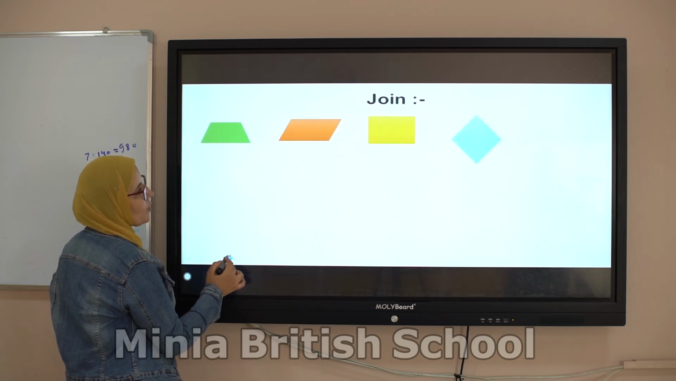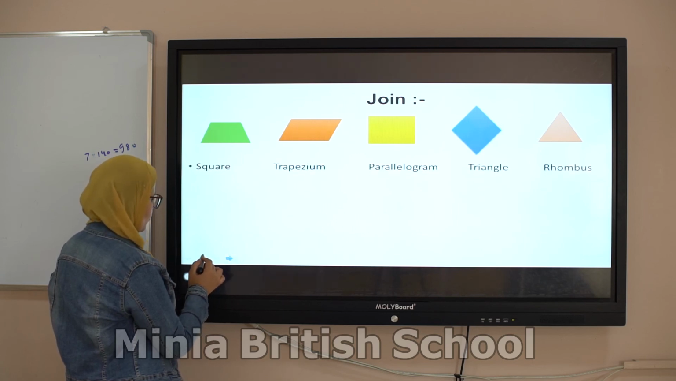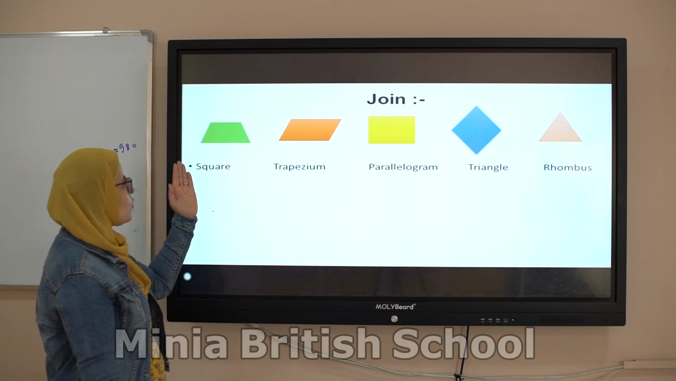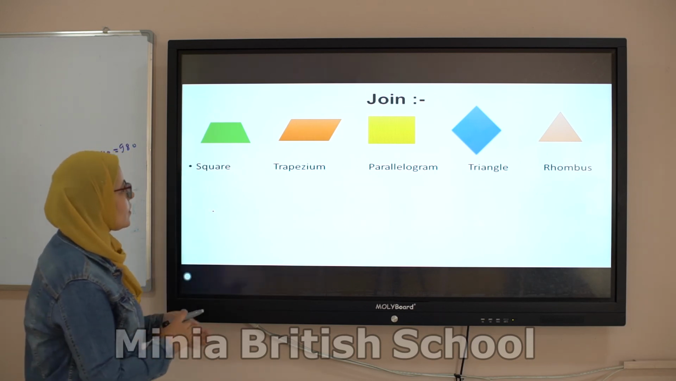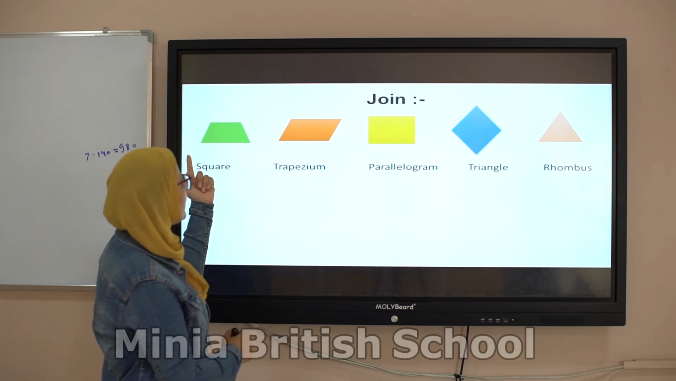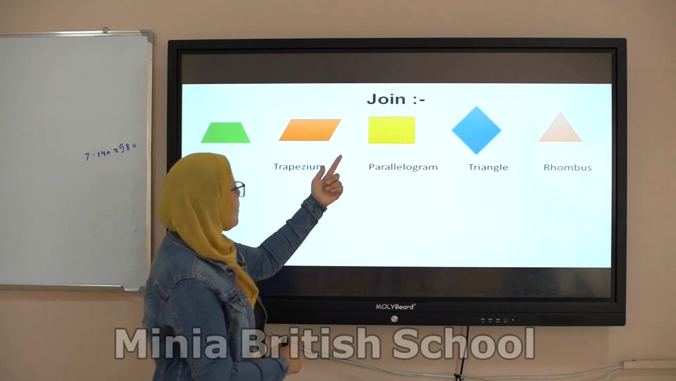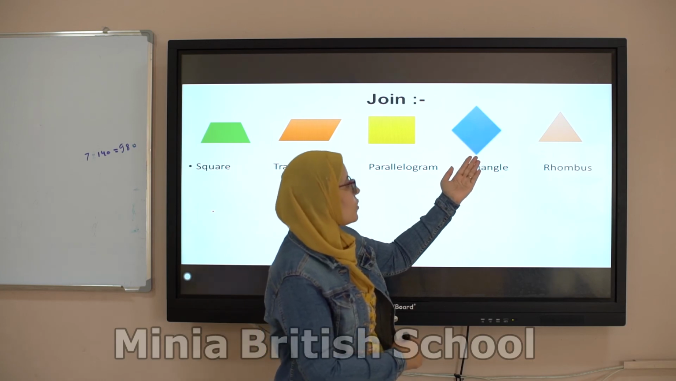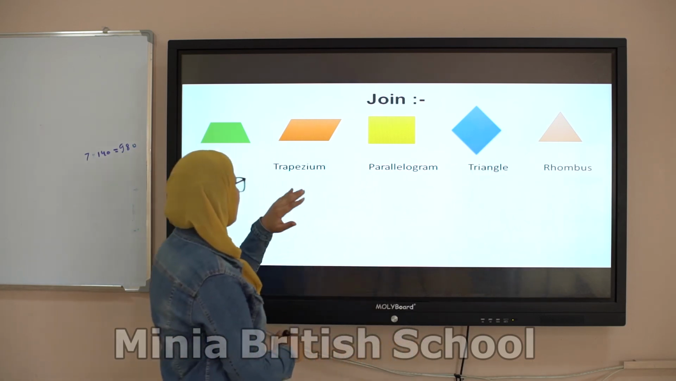Here we have some shapes, or some polygons, and here is the name of each one. You have to join the name with the correct polygon. First one is square. Who can see where the square is? Let's see. The first one is called what? This is called the trapezium. The second polygon here is what? It is a parallelogram. The third one, square. What about the fourth one? Rhombus. The last one is called what? Triangle. So easy actually.